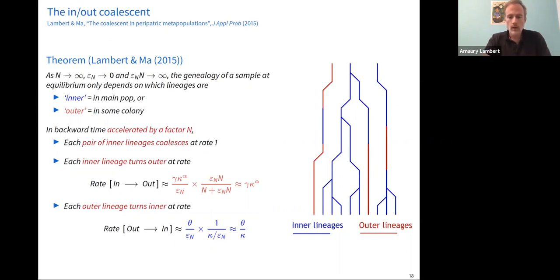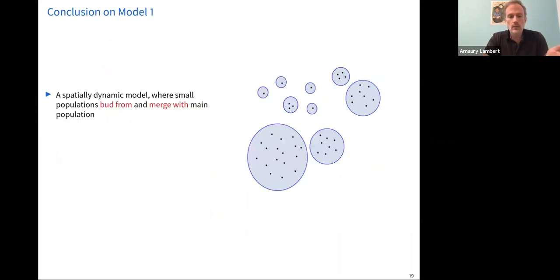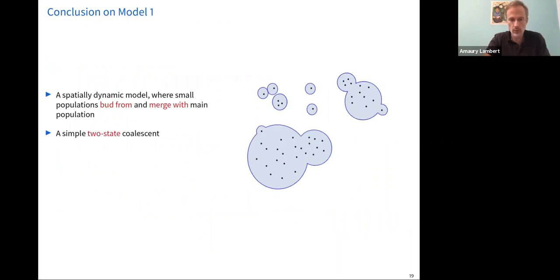And basically what you get is the two-state coalescent emerging from this spatially dynamic model where small populations bud from and merge with the main population, as you can see on the cartoon. Simple two-state coalescent where you have active and inactive lineages. The active can coalesce and the inactive cannot.